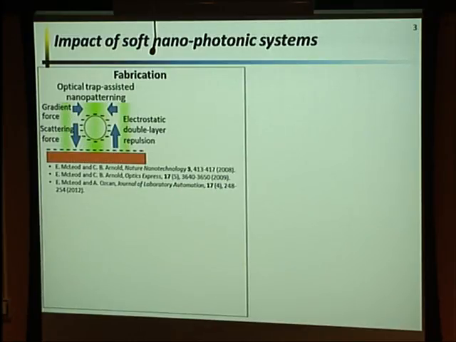So soft nanophotonic systems have already had impact in a number of different areas. I want to choose a few examples that are from my previous work, either as a PhD student or as a postdoc. And one of the main areas of impact that I've particularly worked in is fabrication.